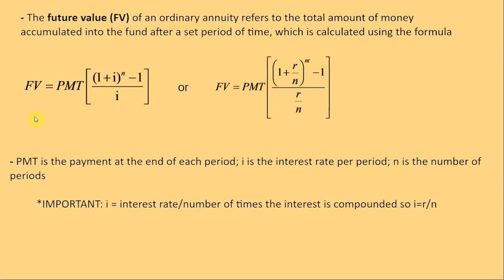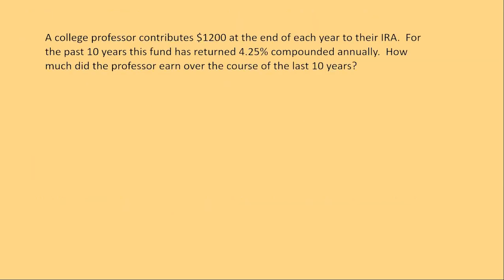For the rest of the variables, the FV stands for the future value. The PMT is the payment at the end of each period. And we've already talked about the I, the R, the N, and the T. So let's apply that formula to a real-world example.